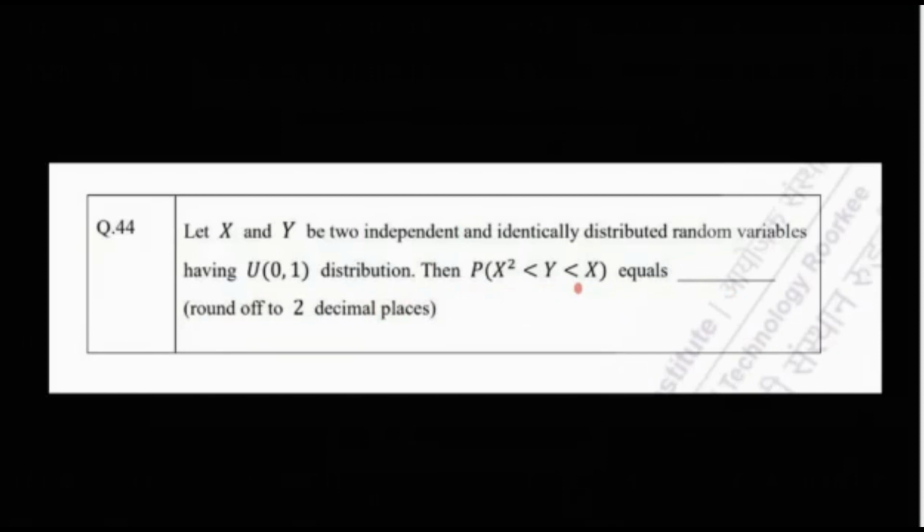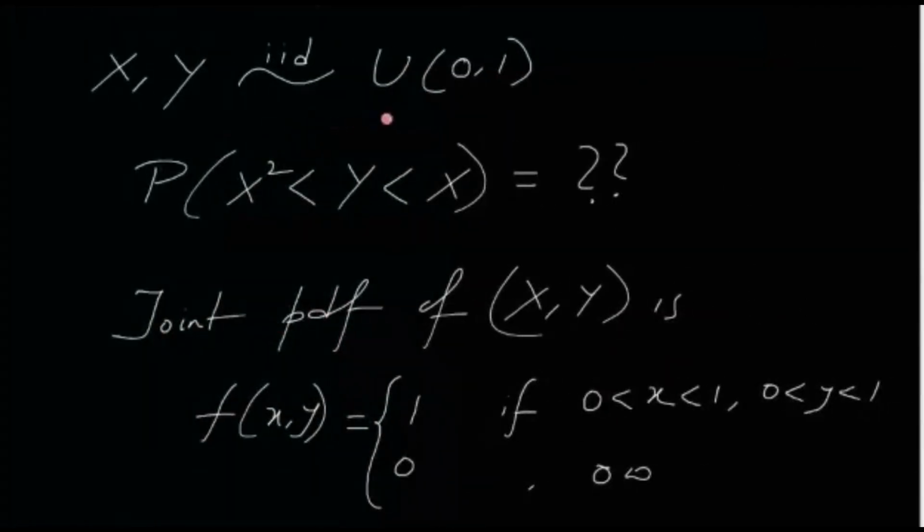At first it might seem a bit difficult. Just looking at the probability, it might seem that the problem is a difficult problem, but it's actually a very easy problem. So X and Y follow IID uniform 0-1, right? And we need to find the probability that Y lies between these two quantities, X squared and X.